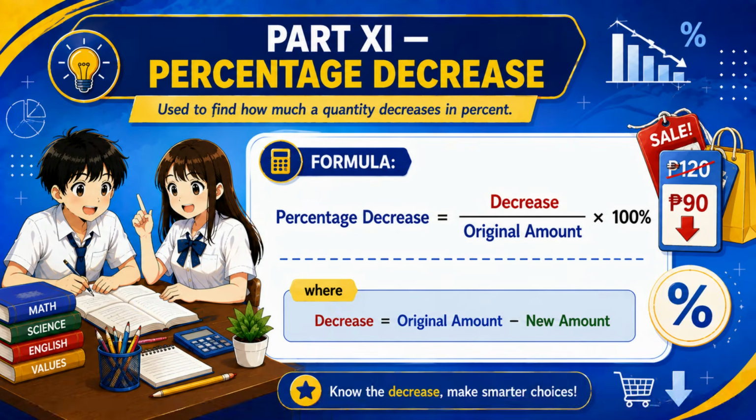Percentage decrease. Formula. Percentage decrease equals decrease divided by original amount times 100%, where decrease equals original amount minus new amount.